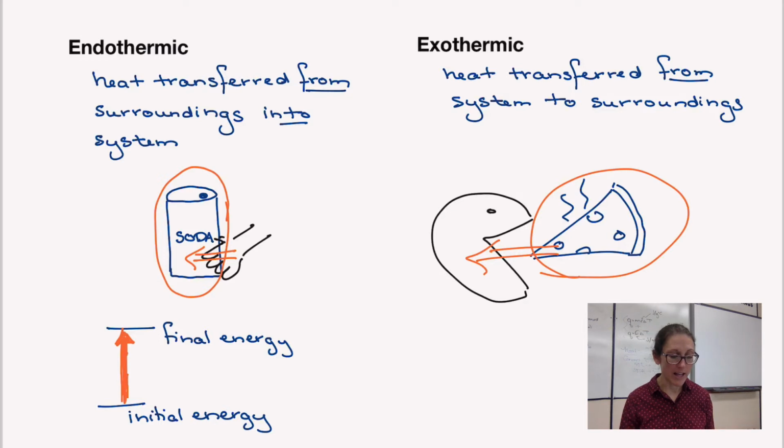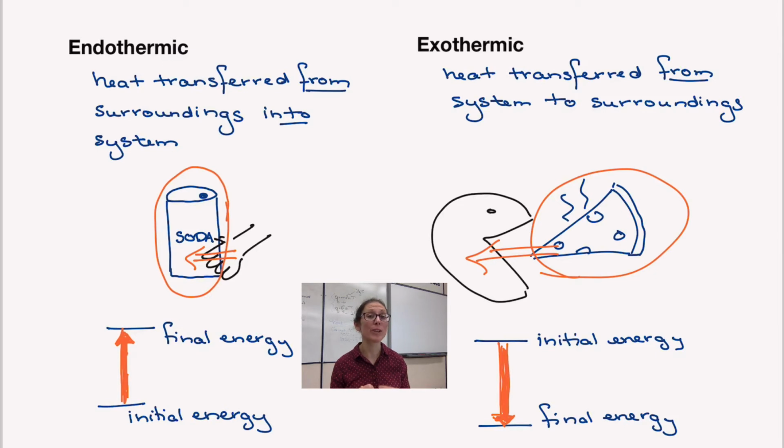So in an exothermic process, your initial energy is actually higher, and after you've transferred that energy, your final energy will be lower because in an exothermic process, energy is going out and you're losing it.